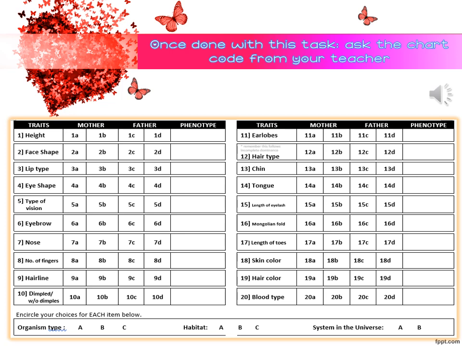Let's say number 2 as another example. I chose 2A and 2C. Oval is said to be dominant. Now I chose 2A square as the face shape for the mother, and father is oval for the face shape. And oval is dominant, so the phenotype of the offspring will be having a face shape oval. Do this for items 1 to 20.